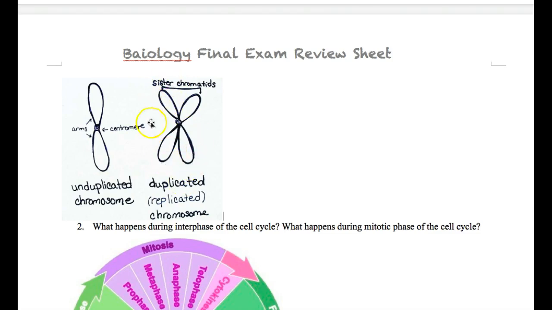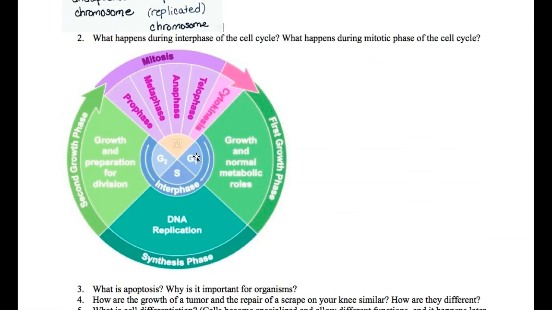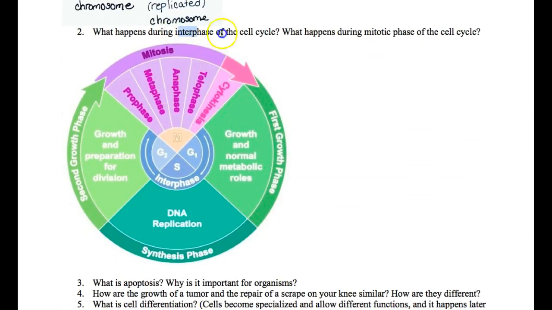If you have an X shape, that's a duplicated chromosome. So this is one chromosome. This is still one chromosome. But right here, we don't have any sister chromatids. But since we have an X shape, we have a duplicate of the same DNA, then we have 2 sister chromatids right here.